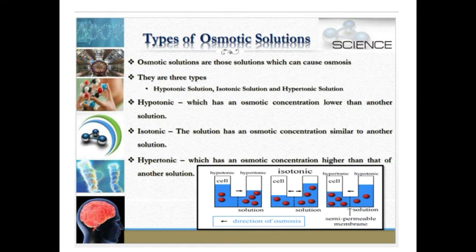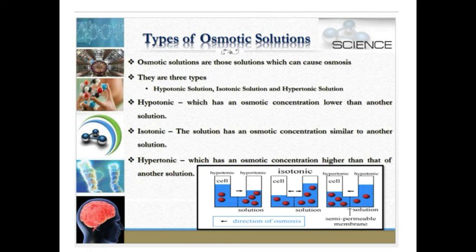The cell is put into a solution which contains a higher concentration of water, whereas the cell contains a lower concentration. So the water molecules move from a higher concentration to a lower concentration. So the cell receives the water molecules from the medium. This is called hypotonic solution. Can you understand, children? The next one is isotonic solution.